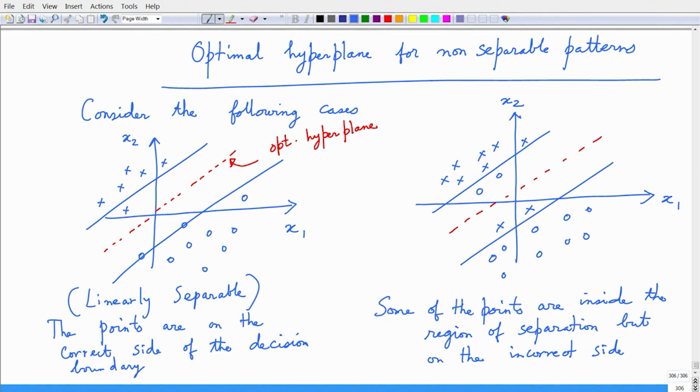So, obviously, in case A there are 0 errors, in case B it leads to a misclassification, right. This has misclassified points. So, therefore, the error is not 0.